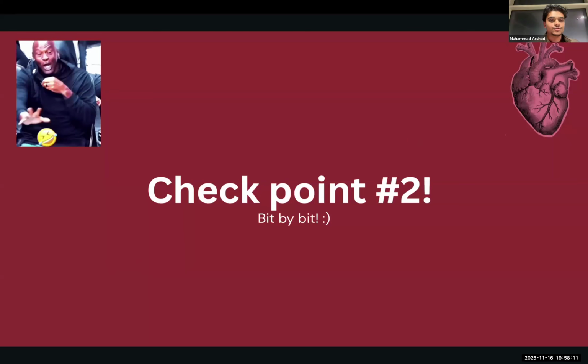Okay, so this is checkpoint number 2. If you guys have any questions about anything that I've covered so far, whether it's from checkpoint 1 or checkpoint 2, you can go ahead and unmute and ask me right now. I'm sorry, I forgot to ask you guys if you have any questions beforehand, but if you have any questions you want to ask, you can go ahead right now.